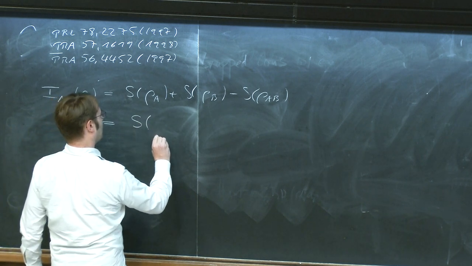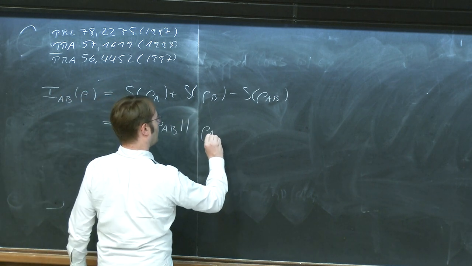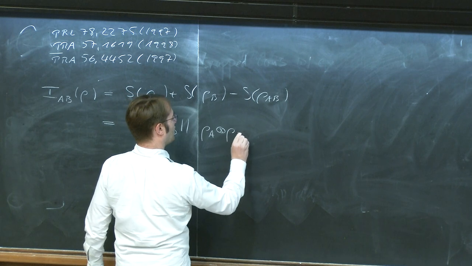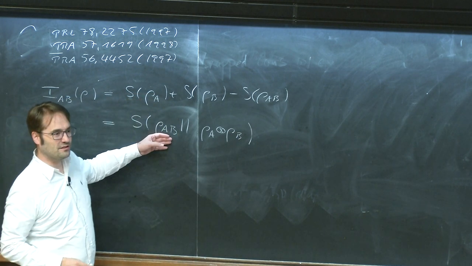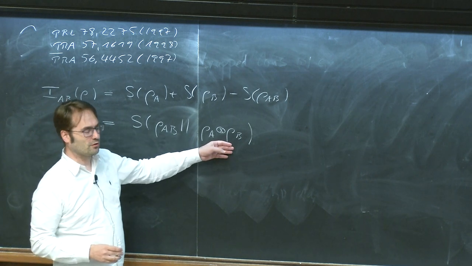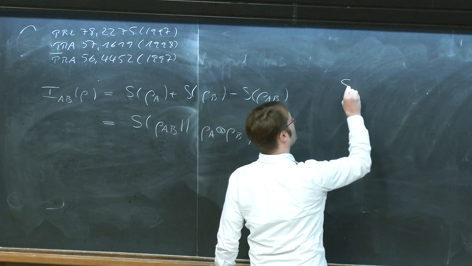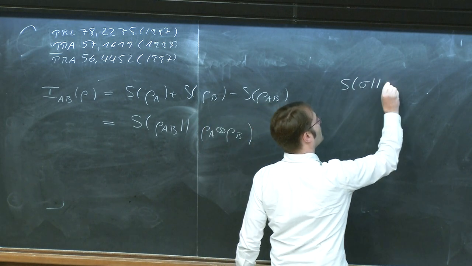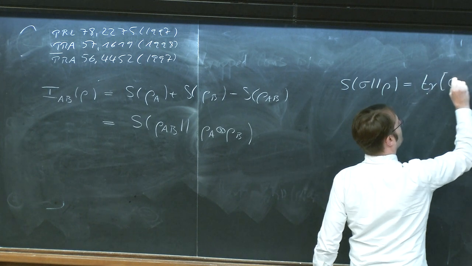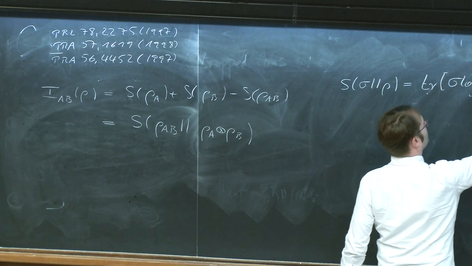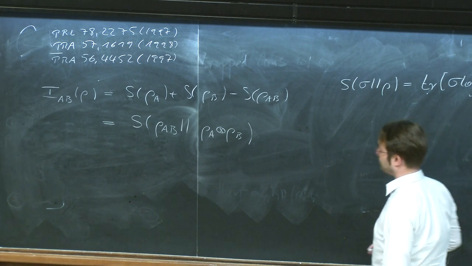Can be rewritten as this. And I have to tell you in a moment what this actually is. So rho A tensor rho B. So that is the relative entropy between the density matrix and the tensor product of its local reductions. So I haven't defined this yet, so I have to define what is the relative entropy. It's defined like this. It's trace of sigma logarithm of sigma minus sigma logarithm of rho.